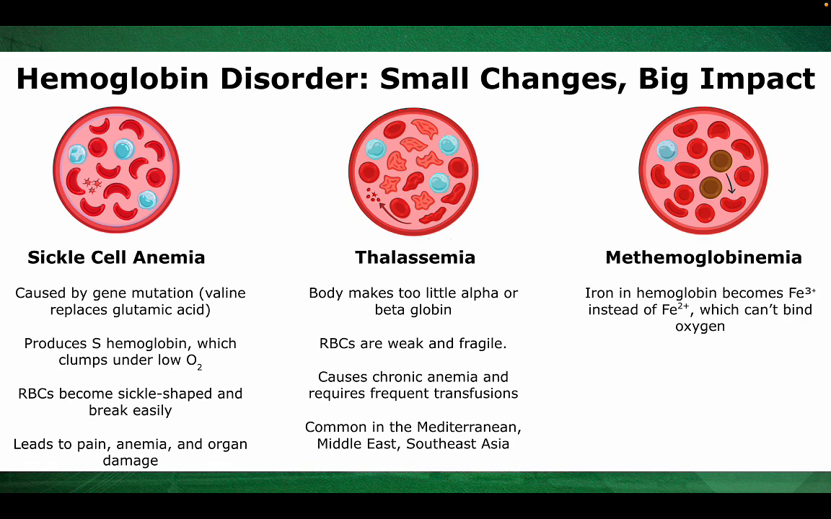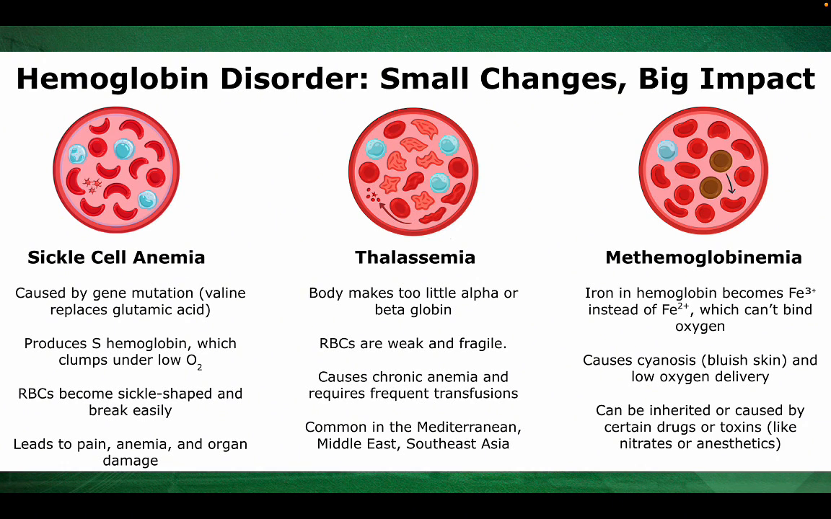Next is methemoglobinemia. Here, the iron in heme is oxidized from Fe2+ to Fe3+, forming methemoglobin, which cannot bind oxygen. As a result, oxygen delivery is impaired, even with a normal number of red blood cells. Symptoms include cyanosis or bluish skin and tissue hypoxia. So this condition may be inherited or triggered by drugs or chemicals, such as nitrates and certain anesthetics. These conditions highlight how changes in hemoglobin structure, production, or chemistry can drastically impact oxygen transport and overall health.